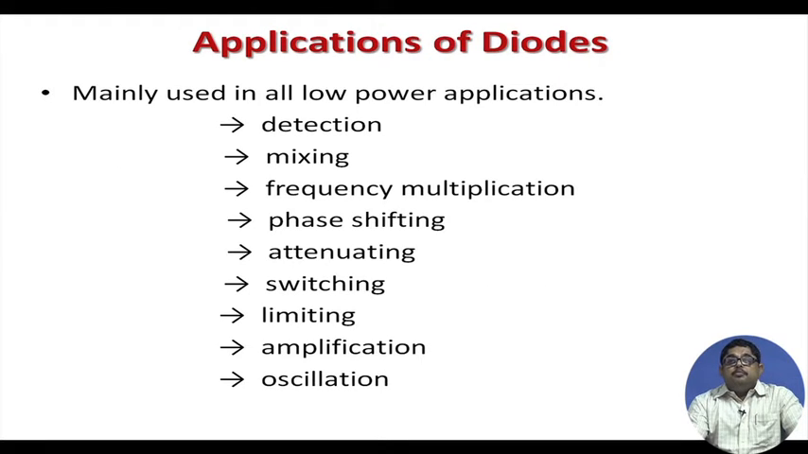Now, first we start with the diode, the simplest solid state device. It is mainly used in all low power applications in microwave, like detection, then mixing, that means changing the frequency of the signal, then frequency multiplication, phase shifting, attenuating, switching, limiting the amplitude, amplification, and oscillation. So, a diode can do all that.